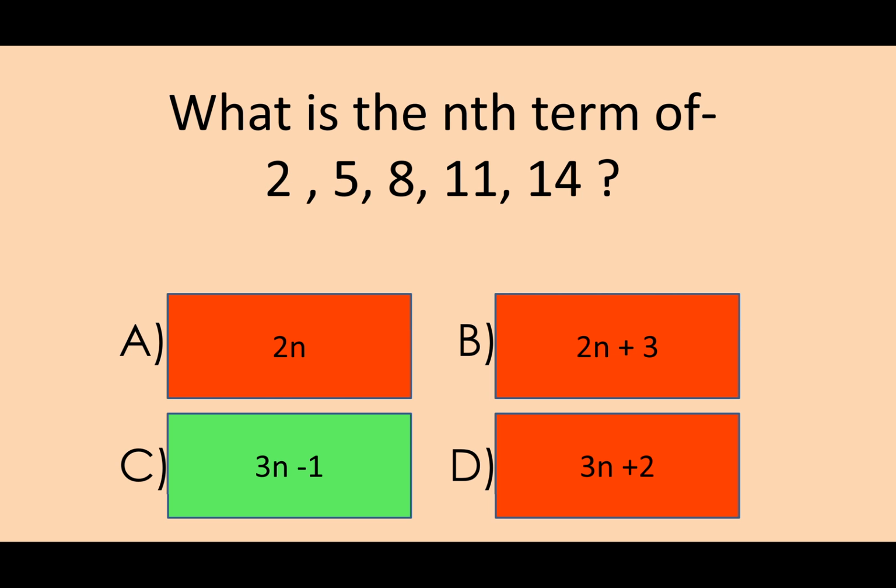It is C, 3n minus 1. I like your confidence, Owen, but unfortunately it was C. And how do we know it is C? Let's find the difference between the terms. The difference between 2 and 5 is 3, so we got the 3n from there. Now substitute n with 1, which is 3 times 1 is 3, and take away 1 to get to 2. So 3n minus 1 is the nth term of this sequence.